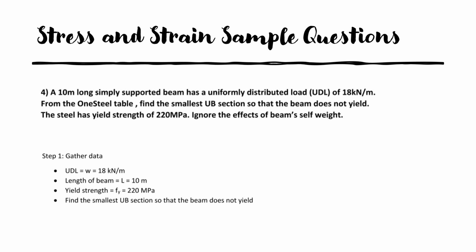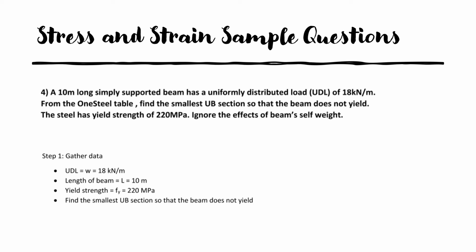Moving on, what we have here now is the last question of our session today. The question asks: a 10-meter long simply supported beam has a uniformly distributed load of 18 kN per meter. From the onesteel table, find the smallest UB section so that the beam does not yield. The steel has a yield strength of 220 MPa. Ignore the effect of the beam's self-weight.